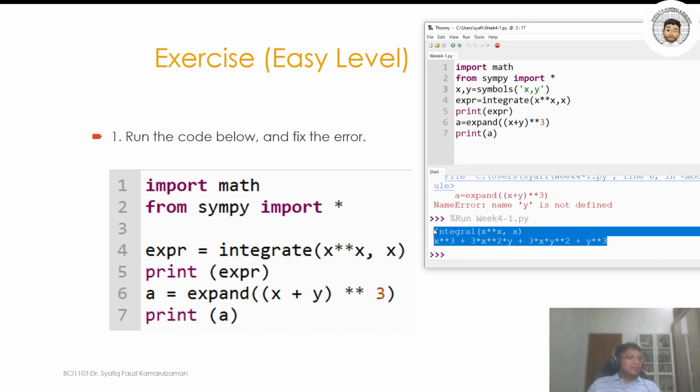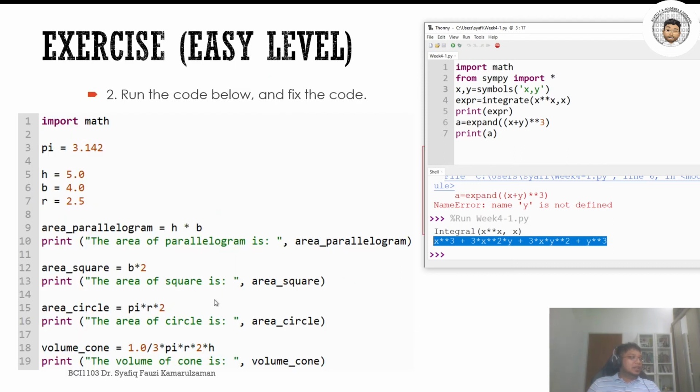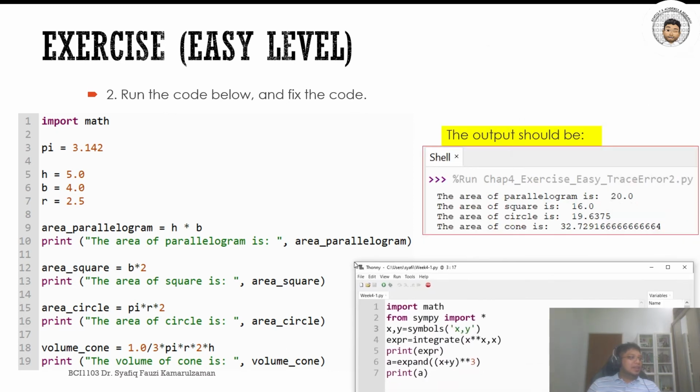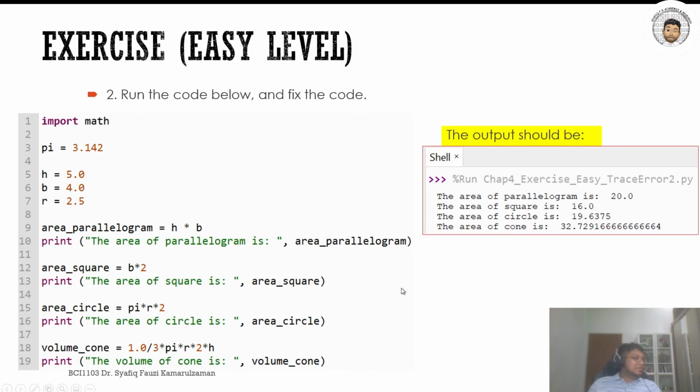Here we have integral, and then this one is for expansion. So this is the result. Easy level. Let's go towards the answer here. Simple case. This is one of the exercises using math. Run the code below and fix the code, and this is the output. So try and run the code and fix it. Where is the problem exactly? This is an easy level exercise. We have medium level and also hard level. So please do it as soon as possible.